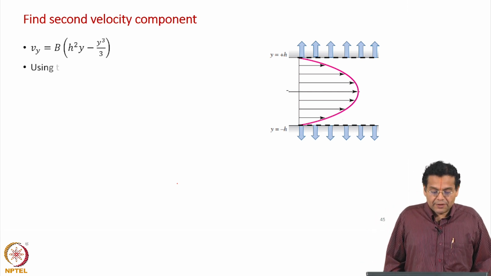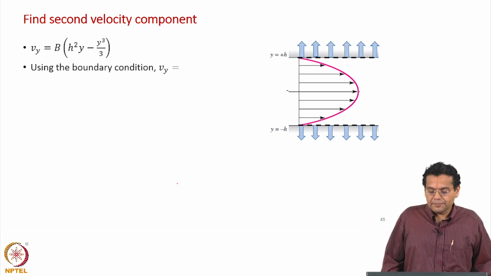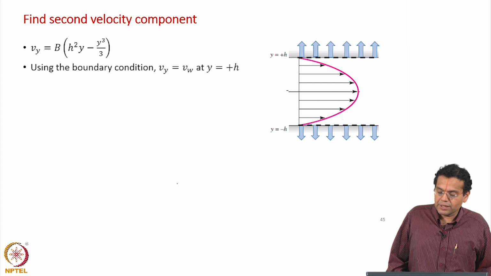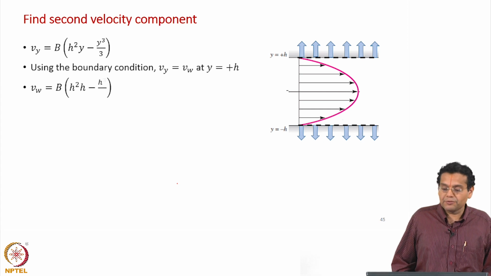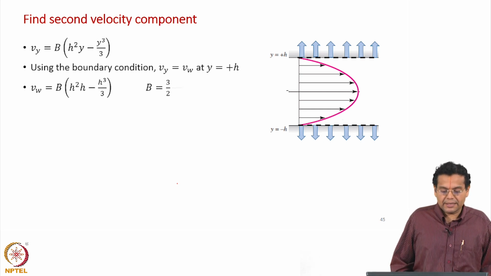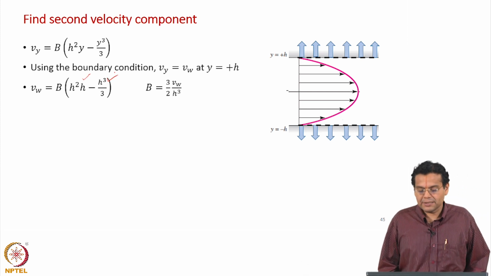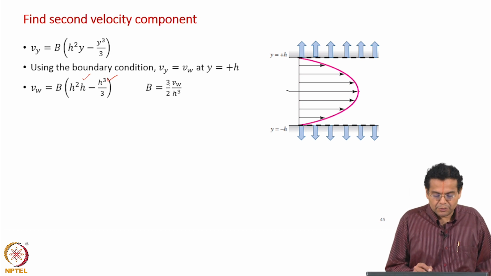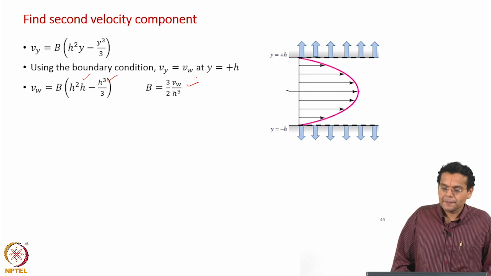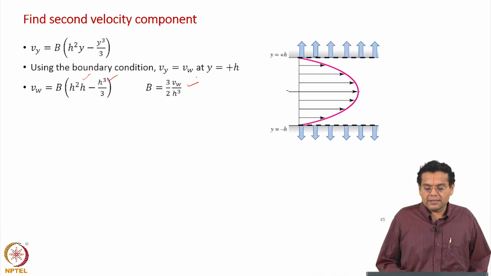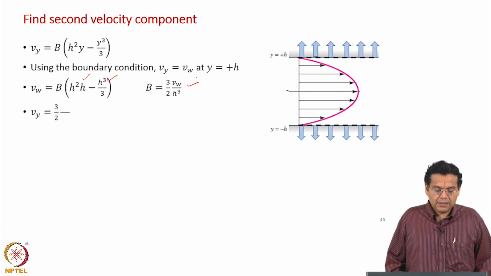Now, we are given another boundary condition: Vy equal to Vw at y equal to plus h. Let us substitute that. On the left hand side I substitute Vw for Vy, and on the right hand side I substitute y equal to h, and if you simplify you get b as 3 by 2 Vw by h cubed. So, we are able to evaluate the constant b such that the velocity is Vw at y equal to h. Let us substitute that, completing the expression for Vy.